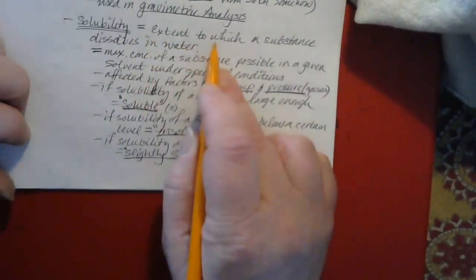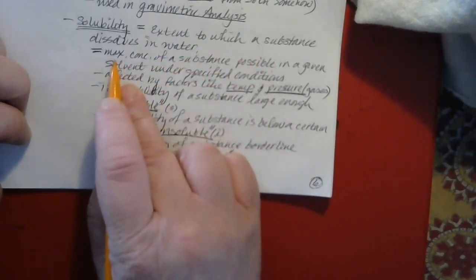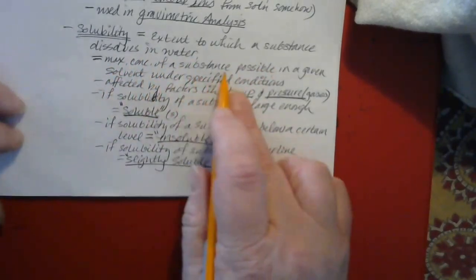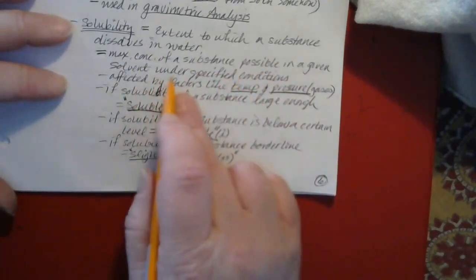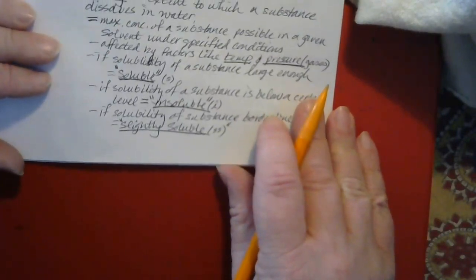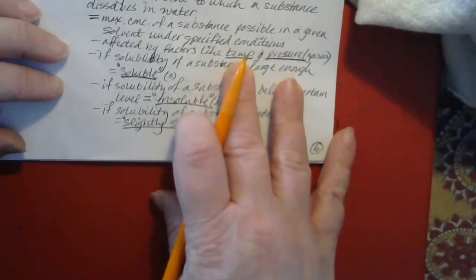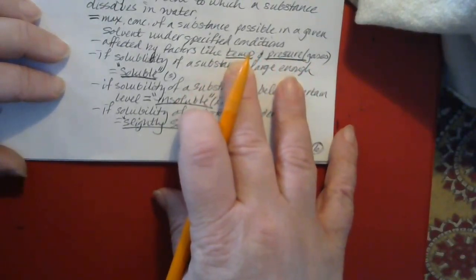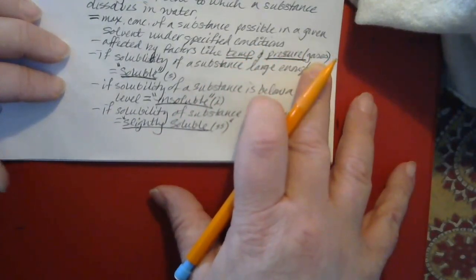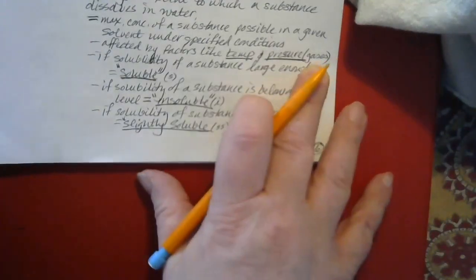So solubility can be thought of as the extent to which a substance dissolves in water. It could also be considered the maximum concentration of a substance possible in a given amount of water under specified conditions. Solubility can be affected by things like temperature and pressure. Temperature affects the solubility of just about everything one way or the other. And pressure will have an effect whenever gases are involved. But we don't do a lot of gas-involved reactions in this chapter, so we don't have to worry about that right away.